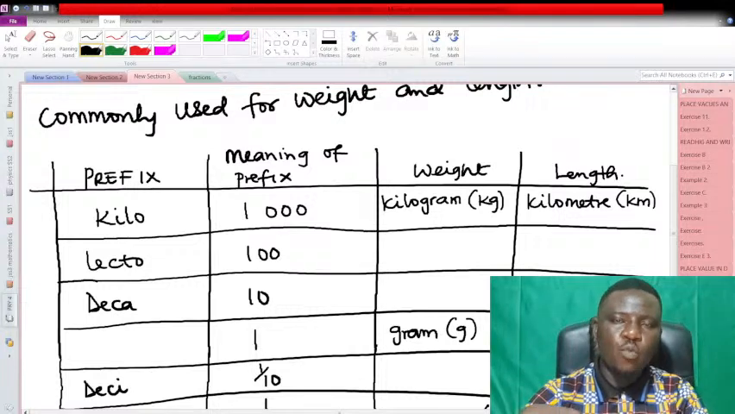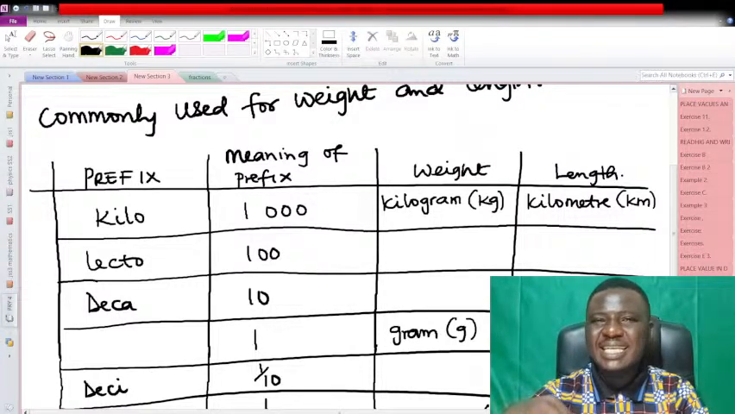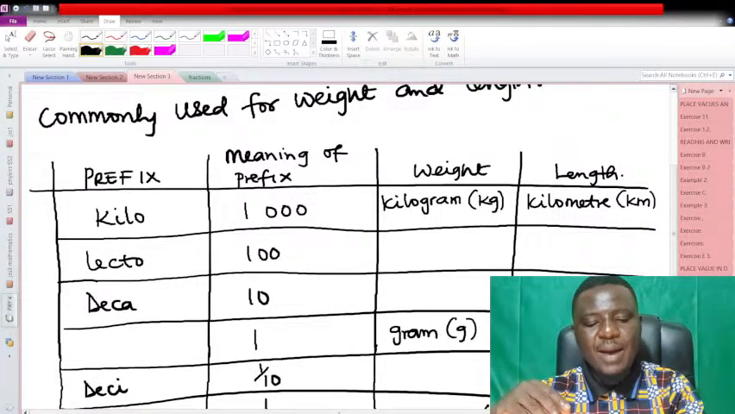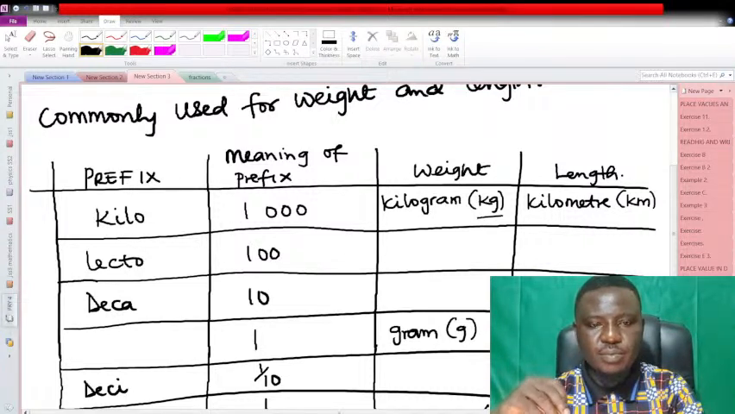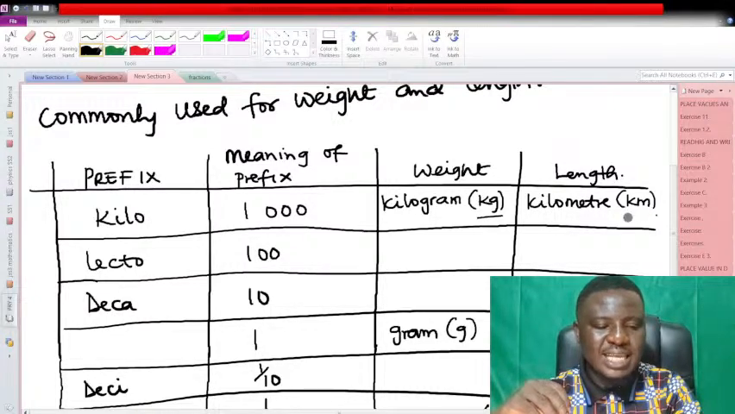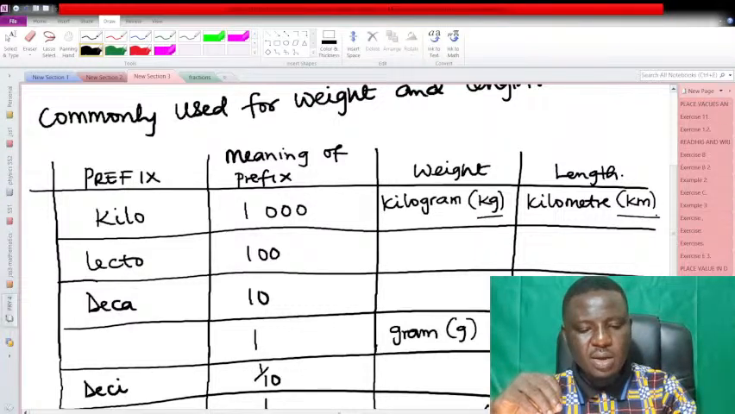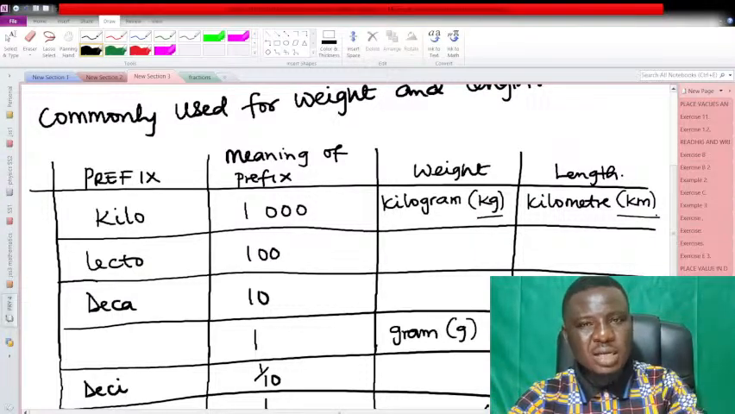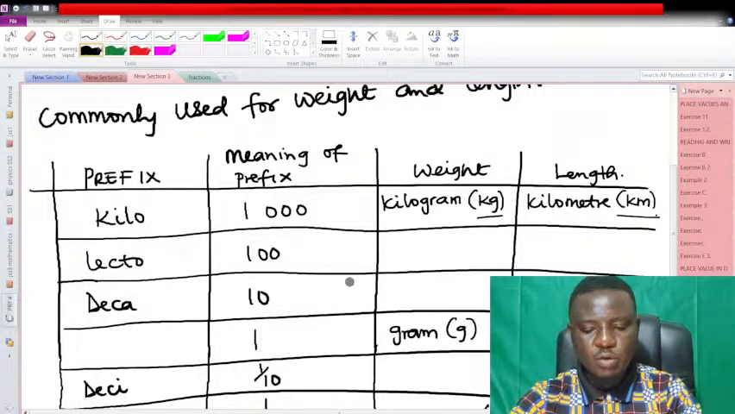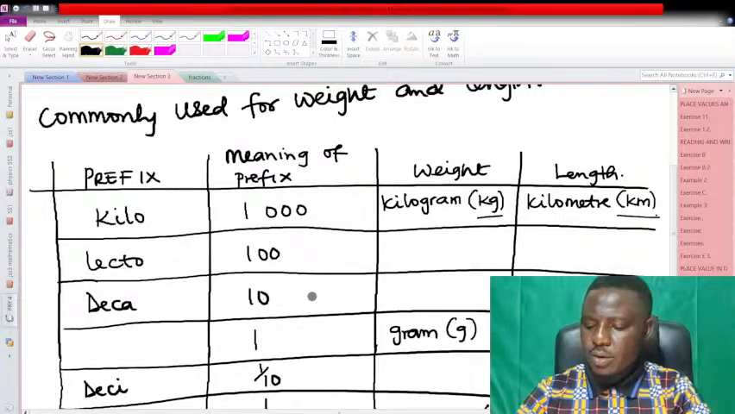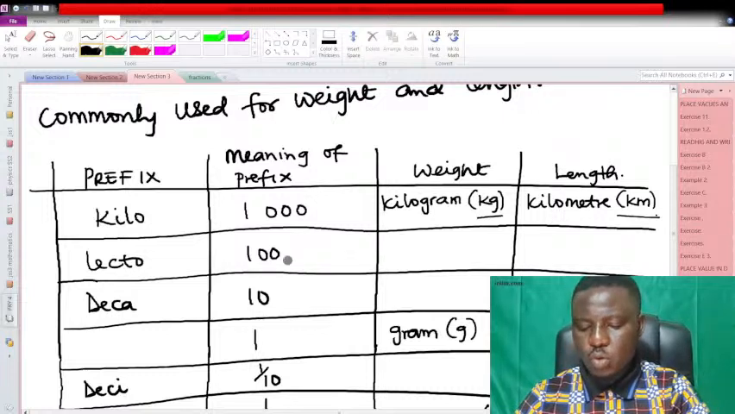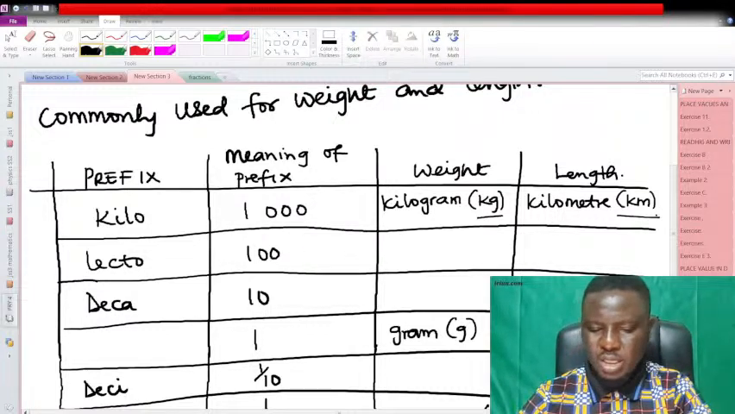Now, in terms of weight, we refer to it as kilogram, and it is abbreviated as kg. While in length, it is kilometers, and it is written as km. It means 1,000 meters, while this is 1,000 grams in terms of weight. Second, hecto is said to be 100.